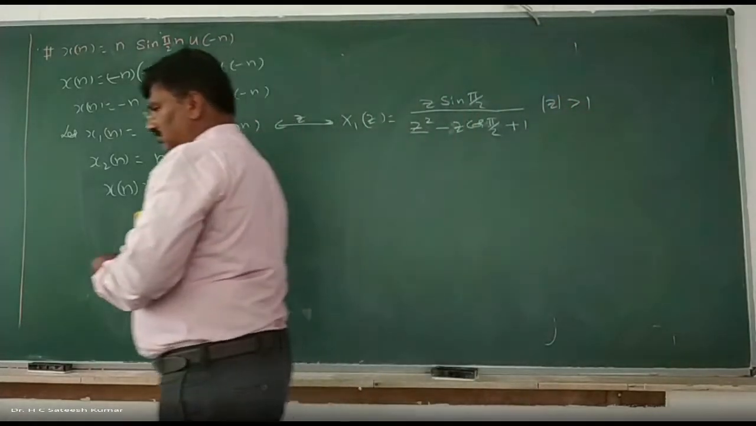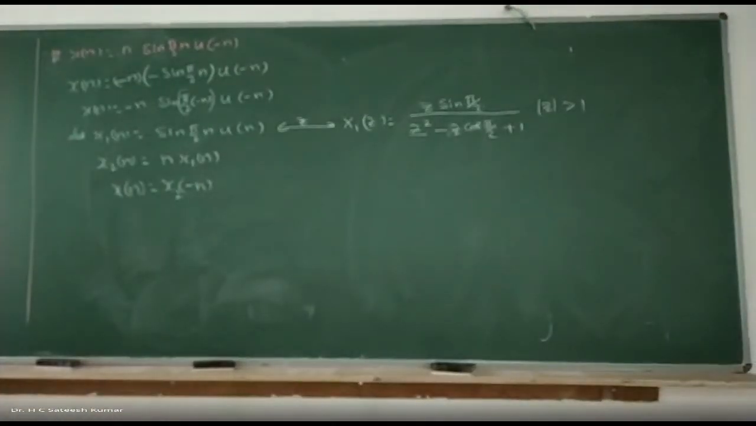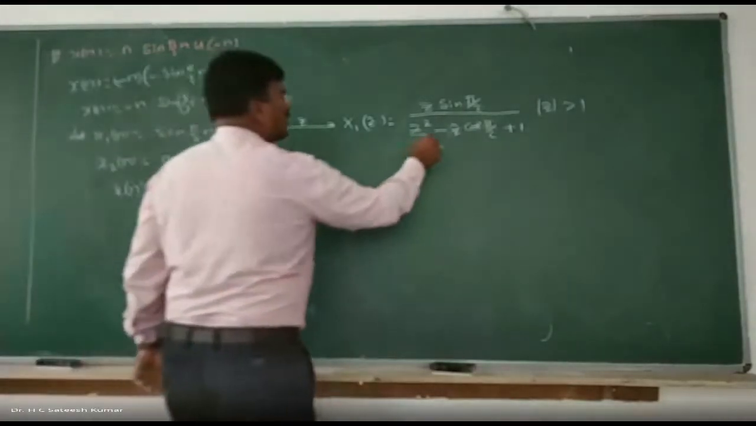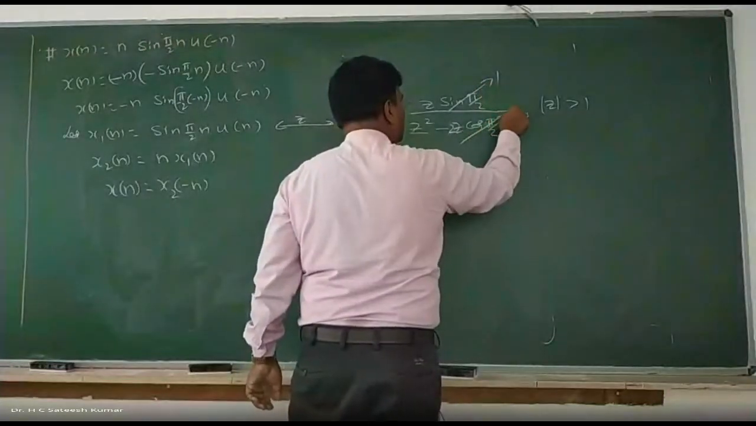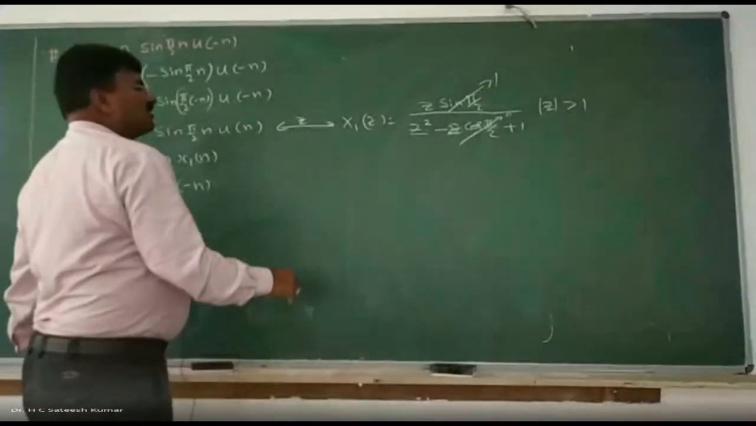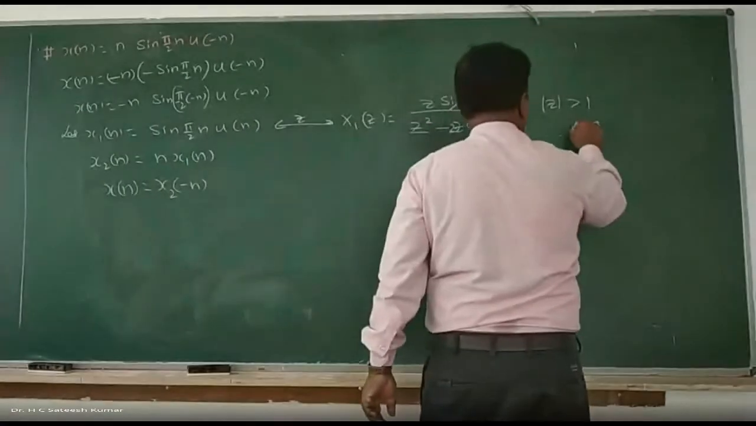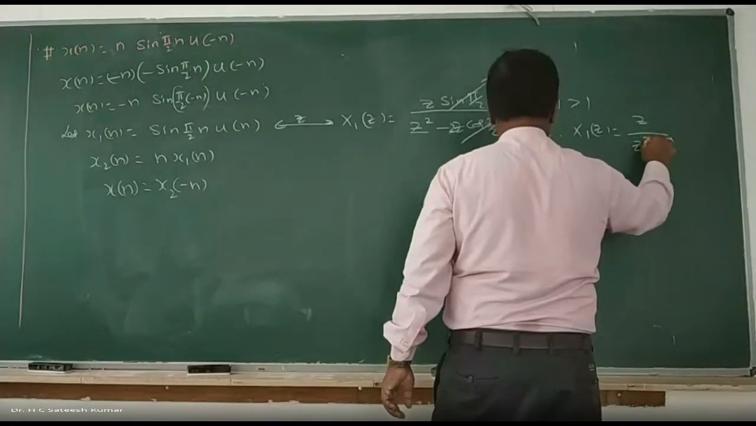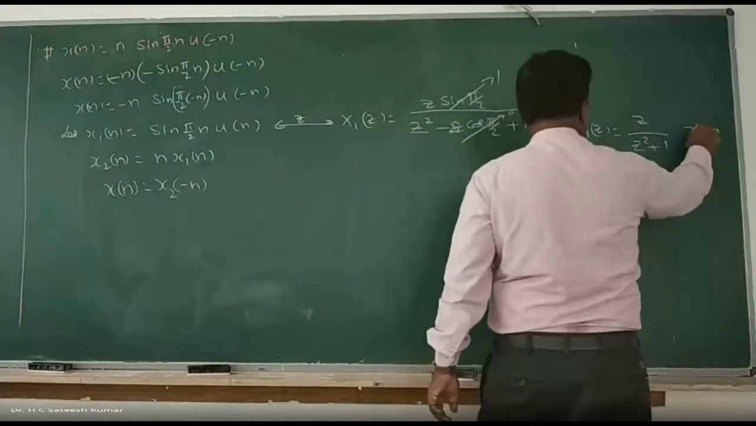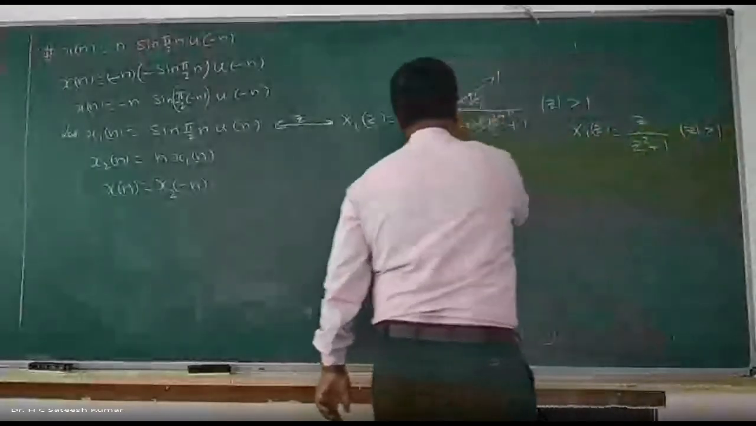Okay. So check the relations. Z sine pi by 2 divided by Z square minus 2Z cos pi by 2 plus 1 with ROC mod Z greater than 1. So sin 90 is 1, cos 90 is 0. So therefore, X1 of Z becomes equal to Z divided by Z square plus 1 with ROC mod Z greater than 1. Okay, right.